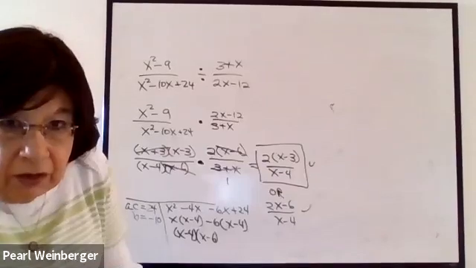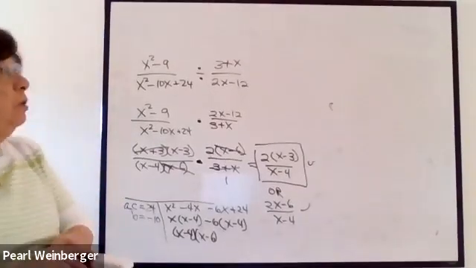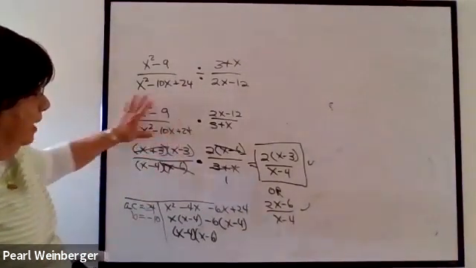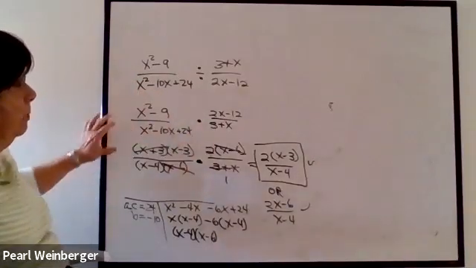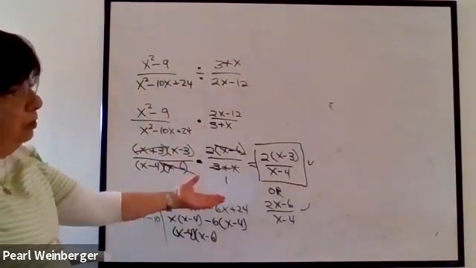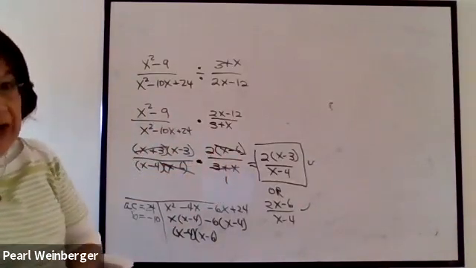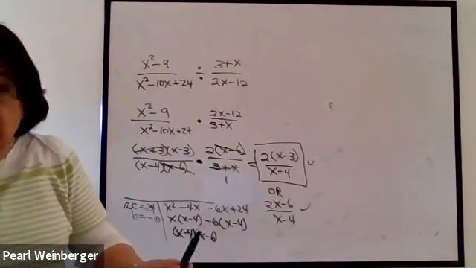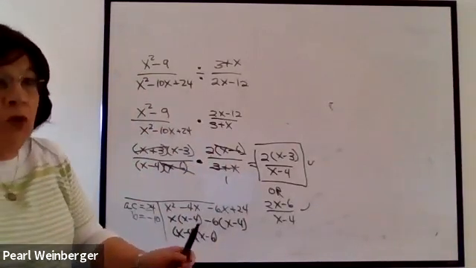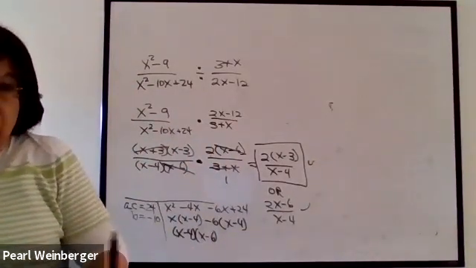Good. I do see that some people did get the right answer, but you see how important it is to try and factor everything so you can do this canceling out before you do the multiplication or division, otherwise your answers become very complex and require a lot more work. So this is how we multiply and divide fractions.